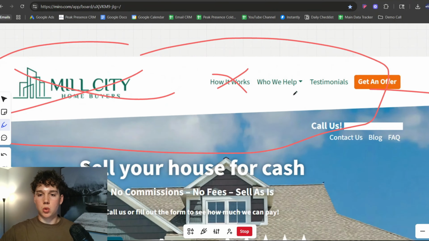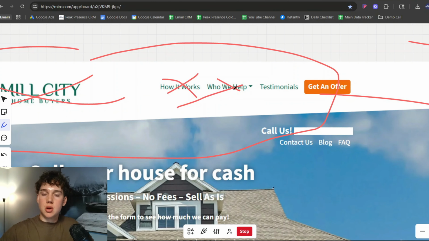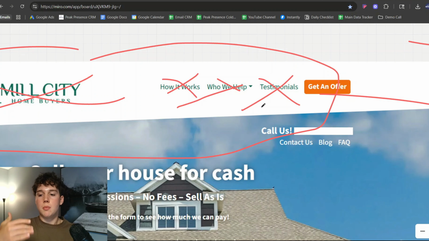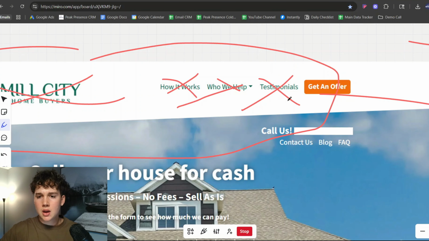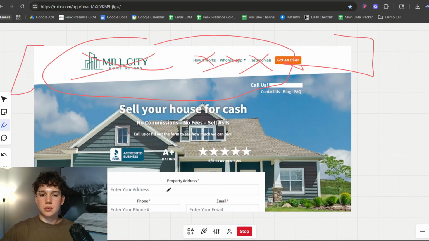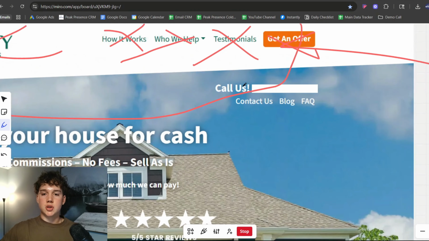So no one cares how it works. Who we help, your ad should be the one saying that. And also your targeting should already be targeting your ideal audience. Testimonials, you don't need that, because you can put some in your ad, but also you should have already built enough trust with your ad, with the message, built enough curiosity that they don't even need to see anything, right? And then you don't need this, because the form is going to be right there. Also, take this out right here. This is all terrible. It's just more stuff for people to click around on, right?